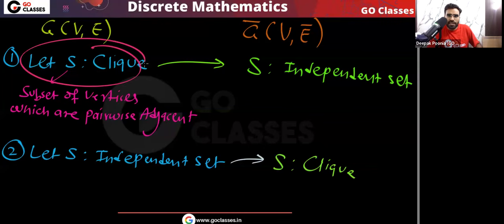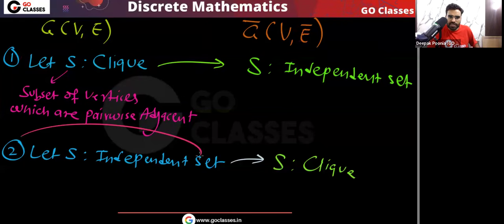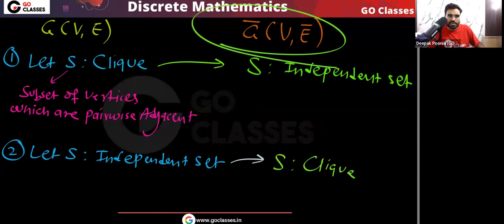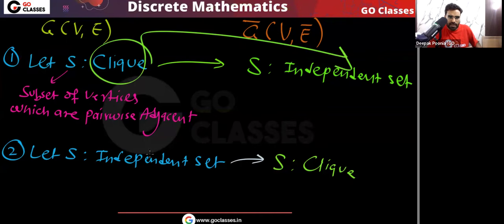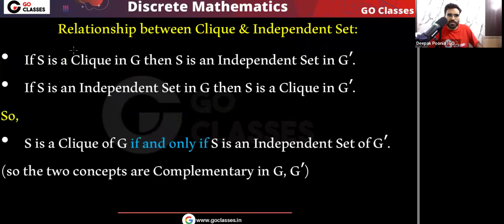So this is the relationship: in the graph G, if there is a clique, then that will become an independent set in the G complement. In the graph G, if there is an independent set, then that will become a clique in the G complement. When you complement a graph, the clique will become an independent set and the independent set will become a clique. Okay, that's it.